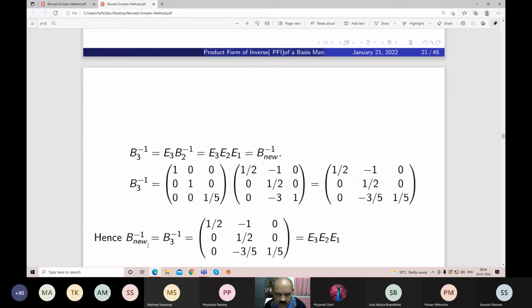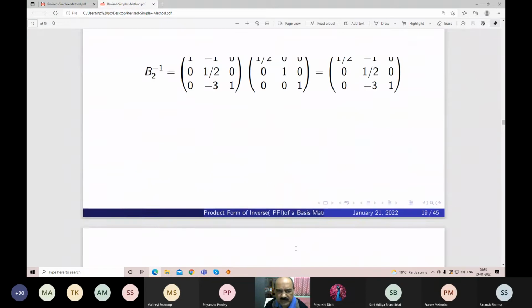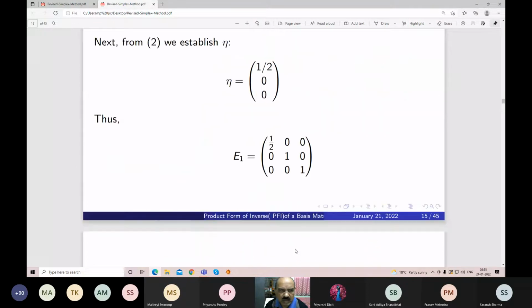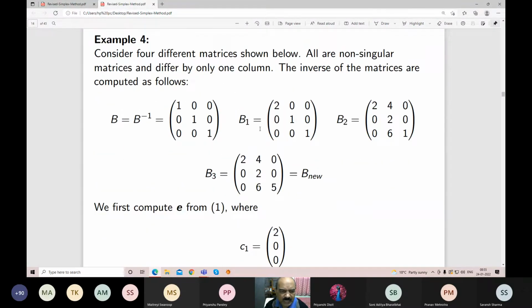So our B new inverse, if you multiply this, becomes 1/2, 0, 0, -1, 1/2, -3/5, 0, 0, 1/5. Okay, this is our B new inverse. So what you have obtained means we are computing the inverse of the matrix recursively. As a result, we are finding B1, B2, B3. Once I say B3, that is B new. For example, we are interested to find the inverse of B3.